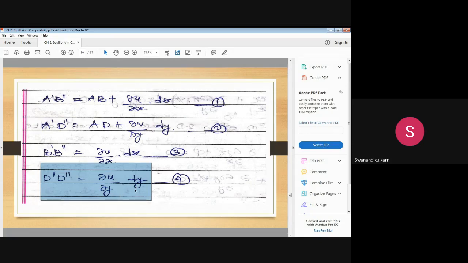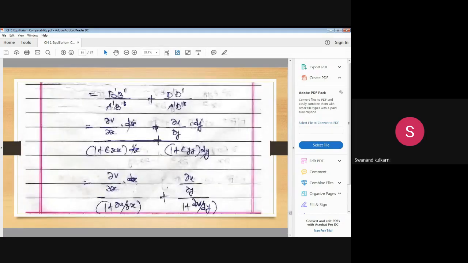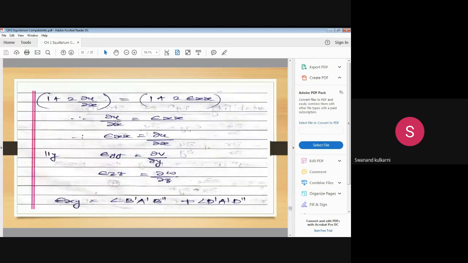So by referring to equation number 4 here, we will get d'd'' equal to ∂u/∂y into dy. So let us refer to this equation. For b'b'', ∂v/∂x into dx. For d'd'', ∂u/∂y into dy. So these values from equation number 3 and from equation number 4 we have substituted here. Then what is a'b'?